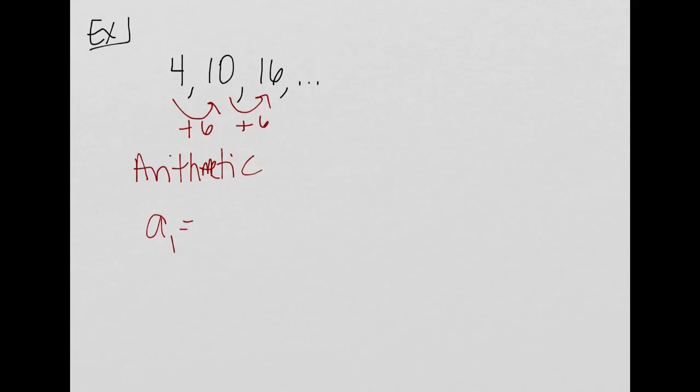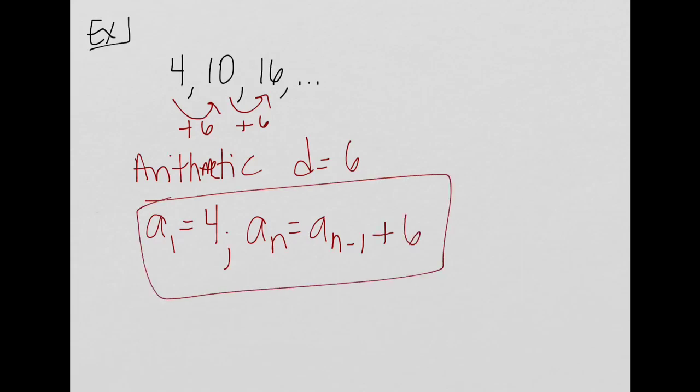Alright, let's try this one. So on this one, we are adding 6 each time. So that means we have another arithmetic sequence. So we'll have, let's do our a sub 1 first. A sub 1 equals 4. And then we have a sub n equals a sub n minus 1, our previous term. And then since it's arithmetic, we have a common difference of 6. So it is plus 6. So there's your recursive formula.